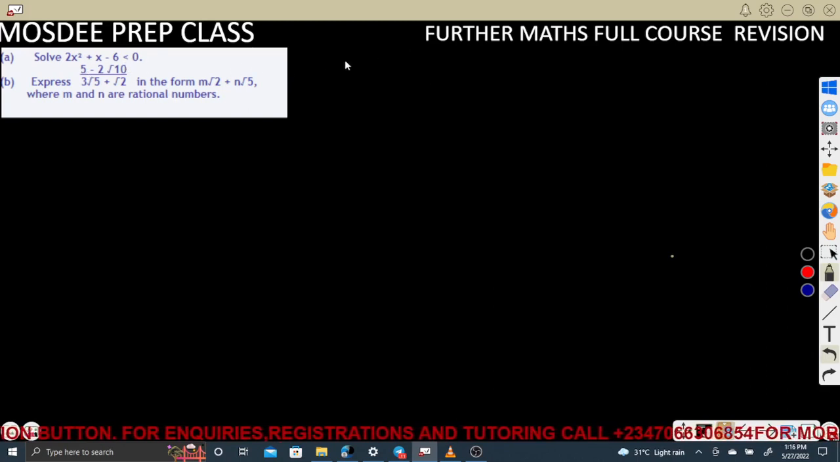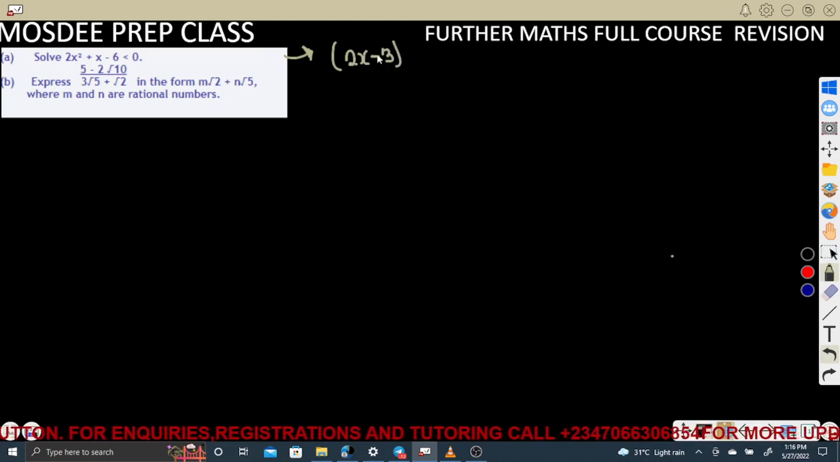The basic thing I want teachers to explain for this type of question is this. The first thing is to teach the students how to factorize. This is very simple to factorize. 2x squared plus x minus 6 is the same thing as (2x minus 3)(x plus 2). The inequality sign is less than 0.